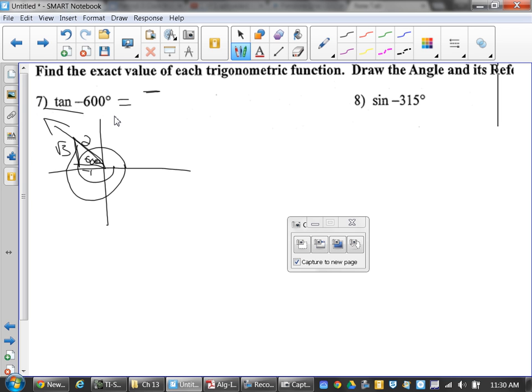It's a 30, 60, 90 triangle. The reason I put the -1 here is because I'm on the x-axis, and it's -1 because it moved to the left. So your tangent is opposite over adjacent, so it's -√3 over 1, or just -√3. Okay? That's all that is. This is the thought process of placing it on the circle and identifying where it's going to go.